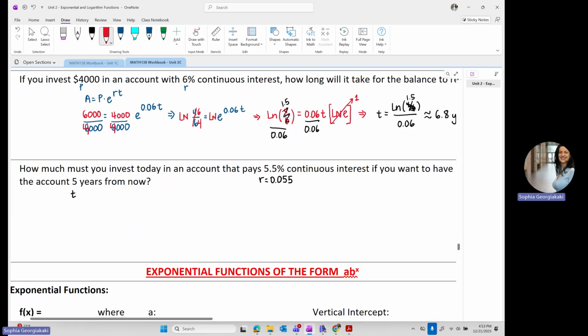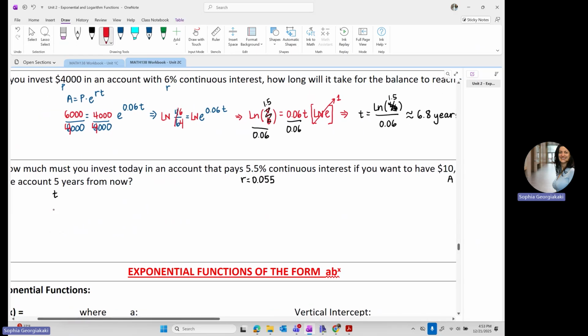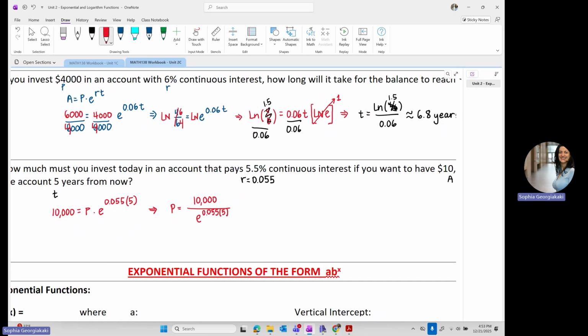So again, I'm going to plug in the equation correctly this time to say 10,000 equals principal e to the 0.055 times 5. Now, e to the 0.055 times 5 is actually a constant. So to find P, I only have to divide by the number that multiplies P. The answer will be 10,000 divided by e to the 0.055 times 5. So that will be the answer in dollars. And again, I will round appropriately.